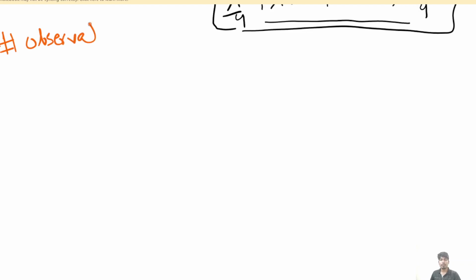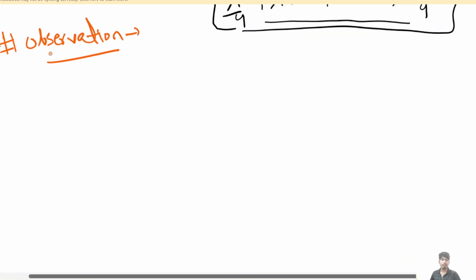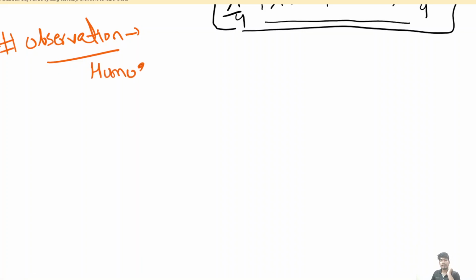Next is observation. What is observation? Observation is how we solve a homogeneous equation. Homogeneous equation means the degree is the same, the degree of the denominator and the numerator is the same.